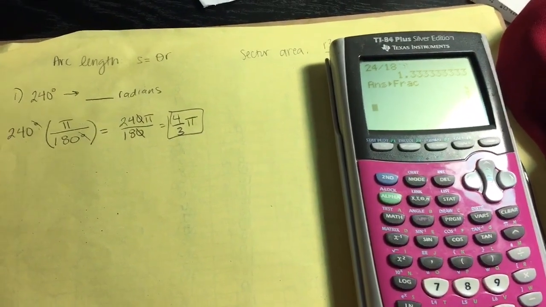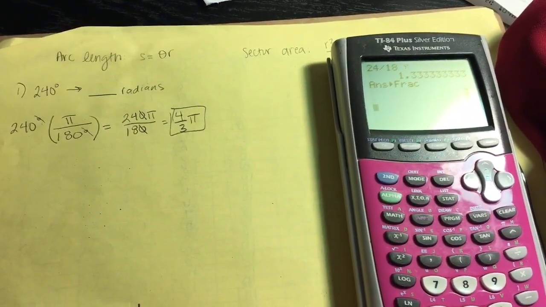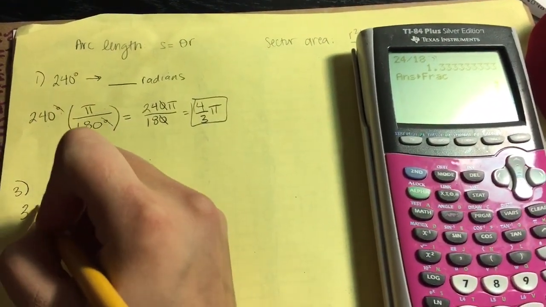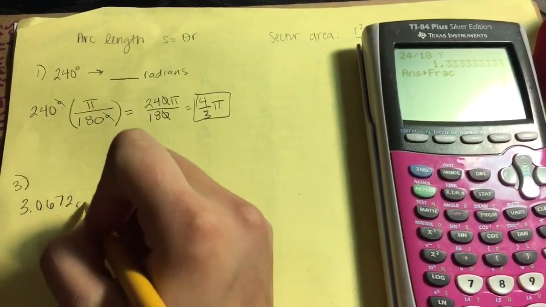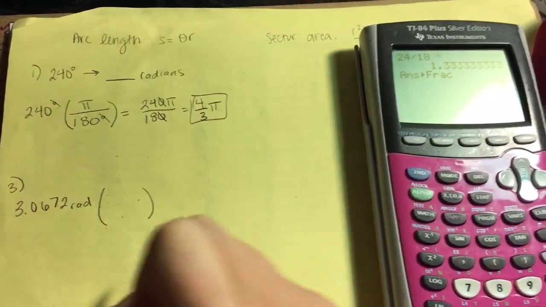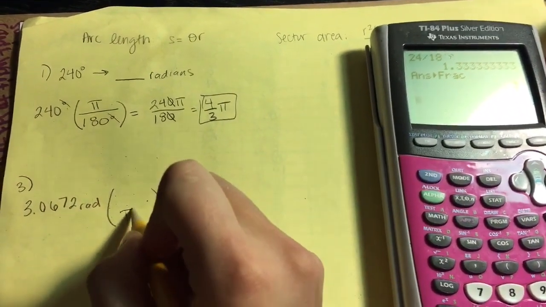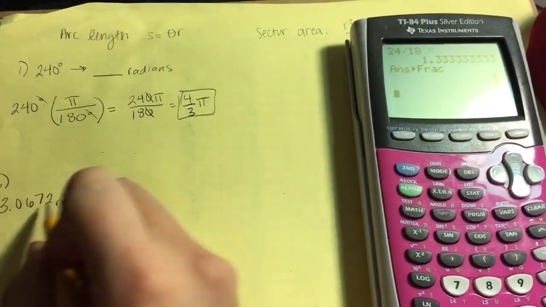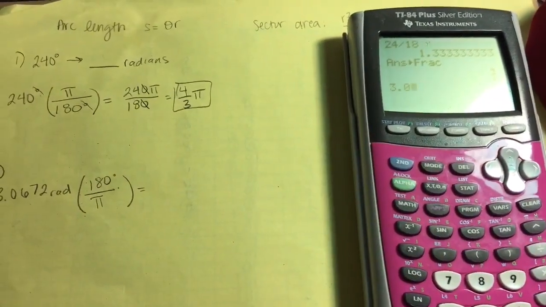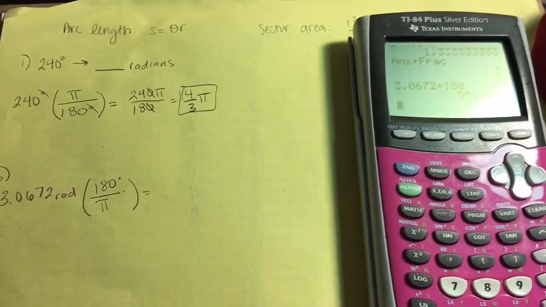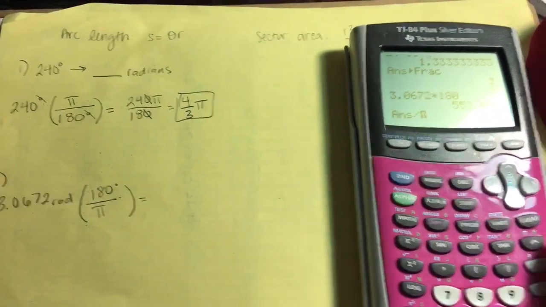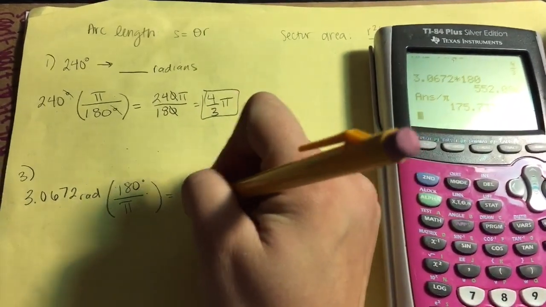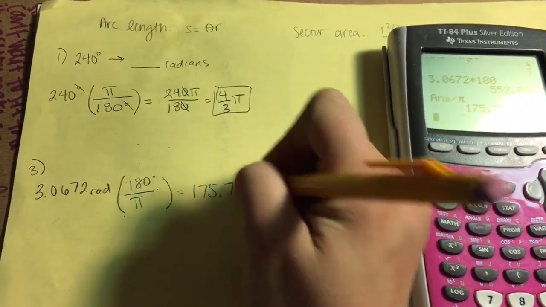In part 2, I'm going to convert 3.0672 radians into degrees. So this is number 3. Now I have 3.0672 radians. Again, my conversion factor is pi to 180, except this time pi has to be on bottom and 180 has to be on top. So now I'm going to multiply straight across and get 3.0672 times 180 divided by pi, which is the second power sign, and I get 175.74 degrees.